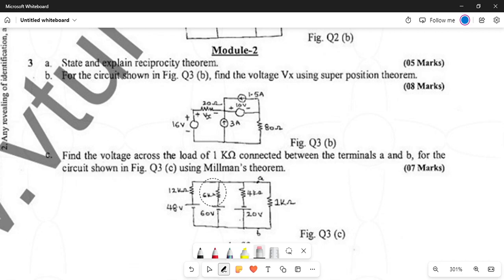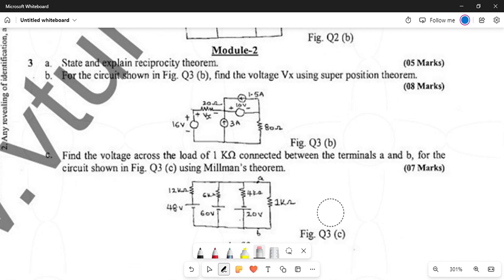Yes, and now let me start with this particular problem. In this topic, network theorems, whatever questions we do, try to work more and more questions on that, so you can understand how it works.